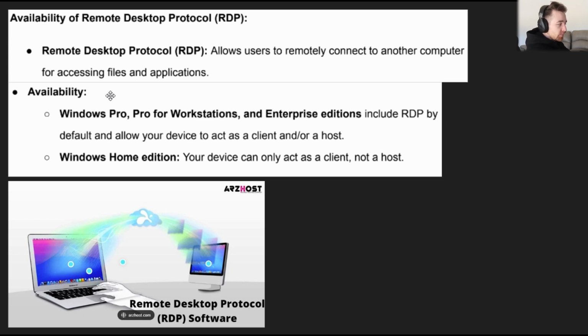The availability of RDP, it is fully available in Windows Pro for workstations, and Enterprise, which means you can be a client or a host. You can connect to someone else's computer, or someone else's computer can connect to you. You can go both ways. However, with Windows 10 Home, your device can only act as a client. You can connect to someone else, but you cannot be connected to, okay? That's the important distinction you'll need to understand for your exam. It's clearly laid out in the exam objectives that you will need to know that, so make sure you're aware of that difference.